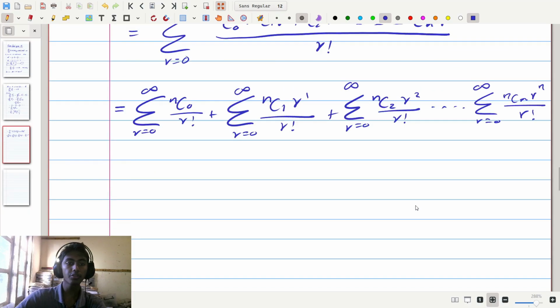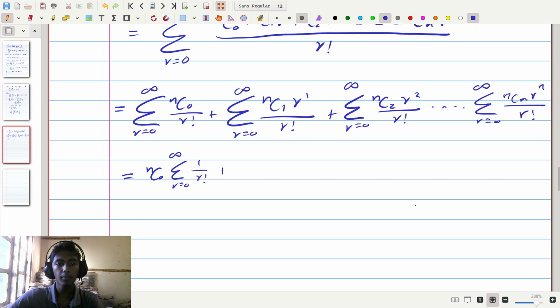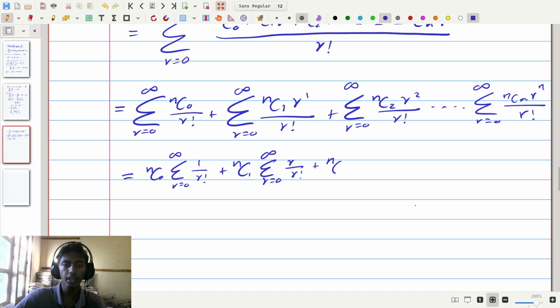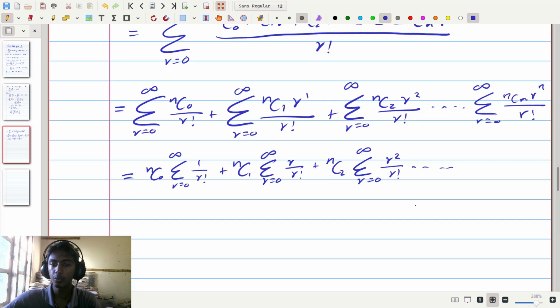Now if we take all of these coefficients of n choose something out of here, we can see that what we get is n choose 0 times the sum from r equals 0 up to infinity of 1 divided by r factorial plus n choose 1 times the sum from r equals 0 up to infinity of r divided by r factorial plus n choose 2 times the sum from r equals 0 up to infinity of r squared divided by r factorial, and so on until the last term, which is going to be n choose n, which is 1, but we'll just leave it as n choose n times the sum from r equals 0 up to infinity of r to the power of n divided by r factorial. So this is what we get.